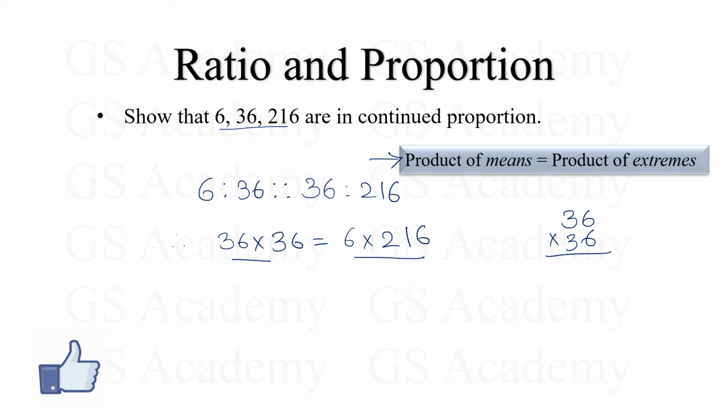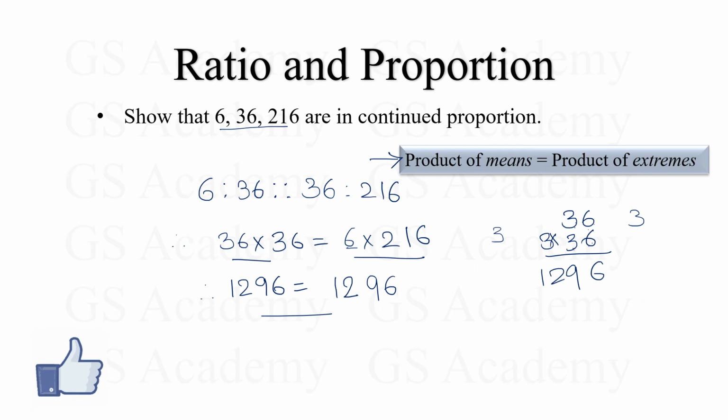Now let's multiply 36 with 36. So 6 6s are 36, carry over 3, 6 3s are 18, plus 3 is 21, so this gives us 216. Then 3 6s are 18, 3 3s are 9 plus 1 gives us 1296. Now we will multiply 6 with 216. So 6 into 6 gives us 36, carry over 3, 6 ones are 6 plus 3 is 9 and 6 twos are 12. So both the products are equal. That means 6, 36 and 216 are in continued proportion.